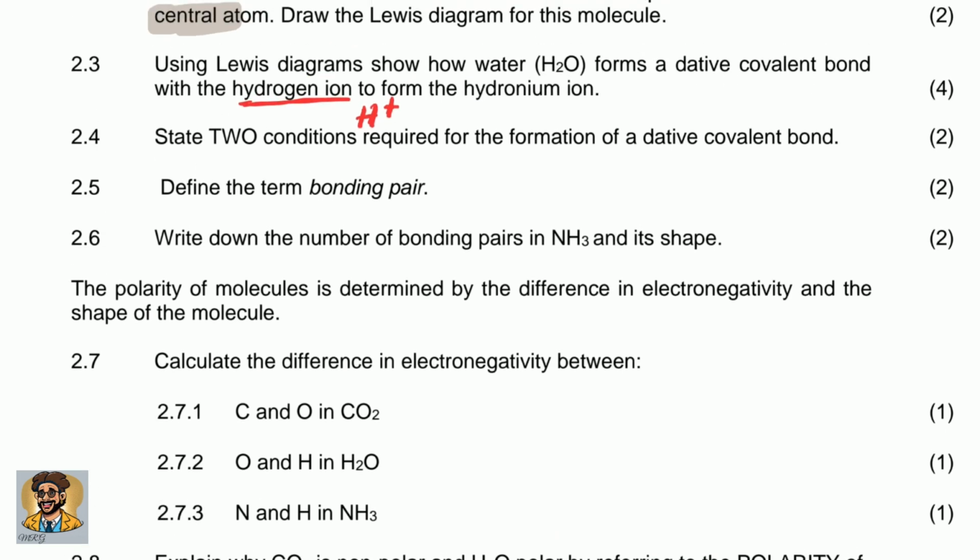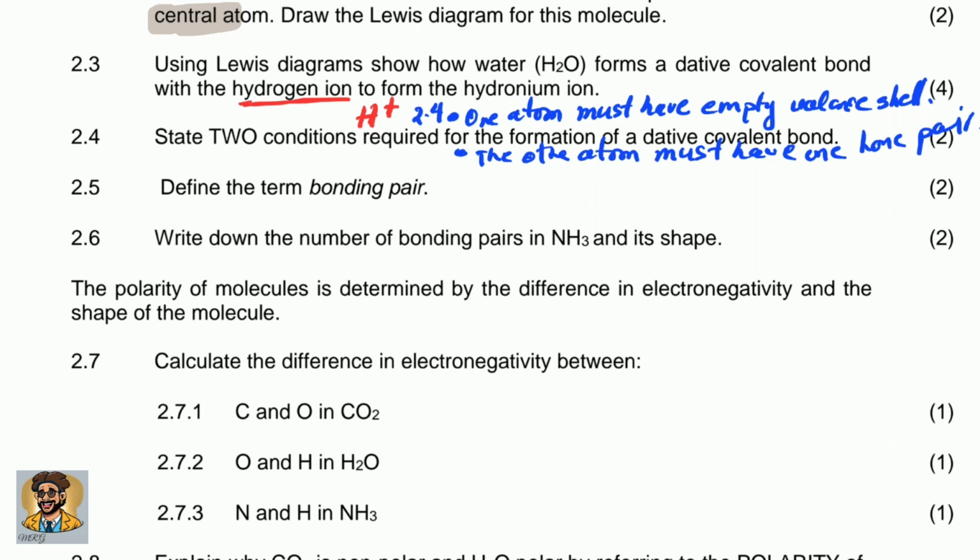Question 2.4: state two conditions required for the formation of a dative covalent bond. Well, the first condition is that one atom must have an empty valence shell, like a hydrogen ion; it could be an atom or an ion. The second condition is that the other atom must have one lone pair. Those are the two conditions for a dative covalent bond to form.